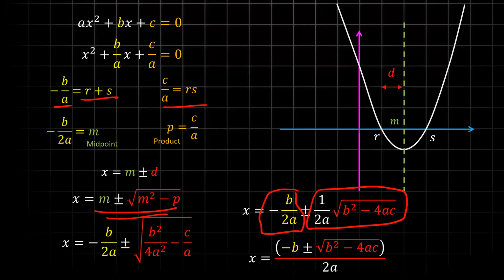This was the midpoint. This was the distance. The whole time you were calculating distance. That's why it had that square root of Pythagoras feel, b square minus 4ac as the Pythagoras feel.